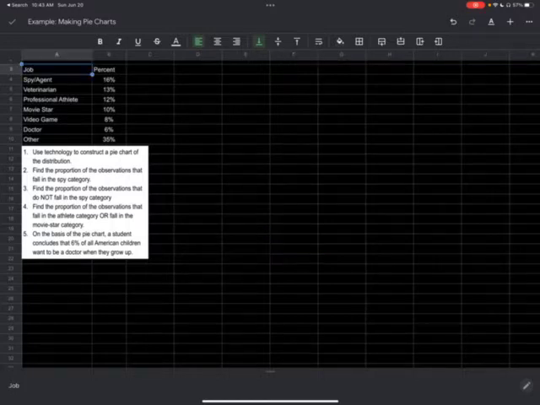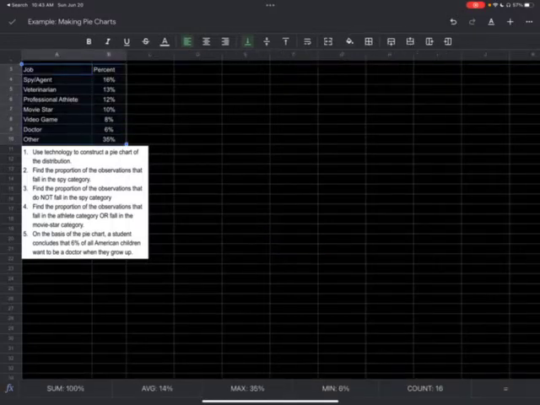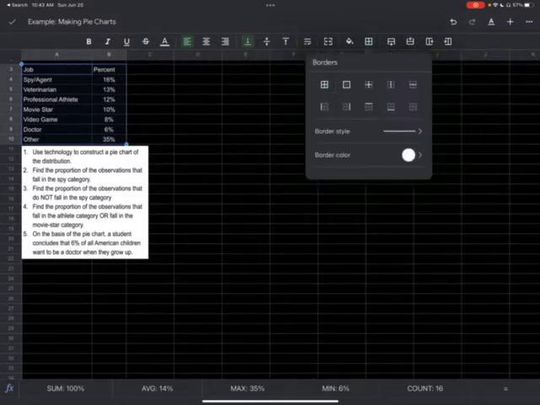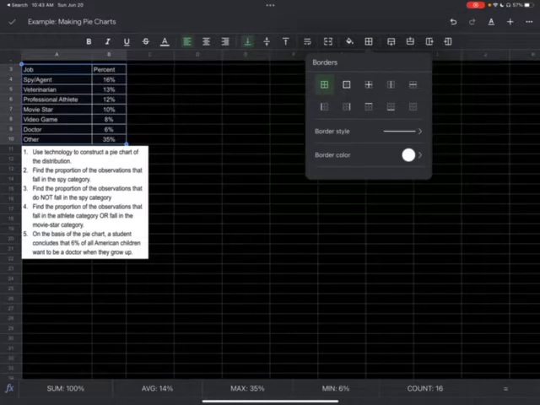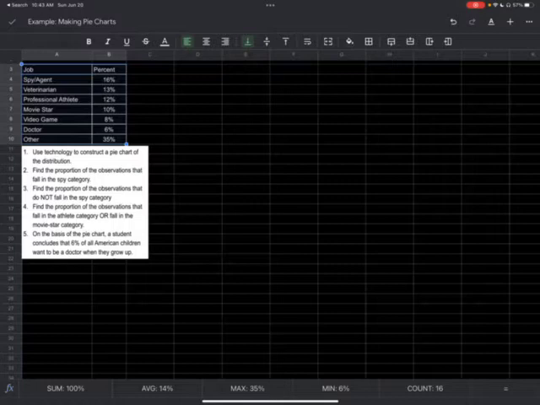Let's see if we can clean this up and make it look just a little bit nicer. So we can add outlining to this here. There we go. And we'll separate each of those things. That'll work nicely. Then I think we can shade this somehow. I'm not quite sure how to do it on the iPad, but that's all right.